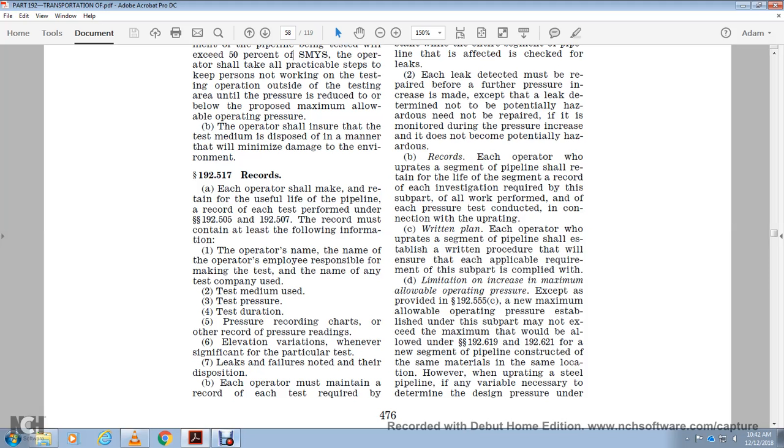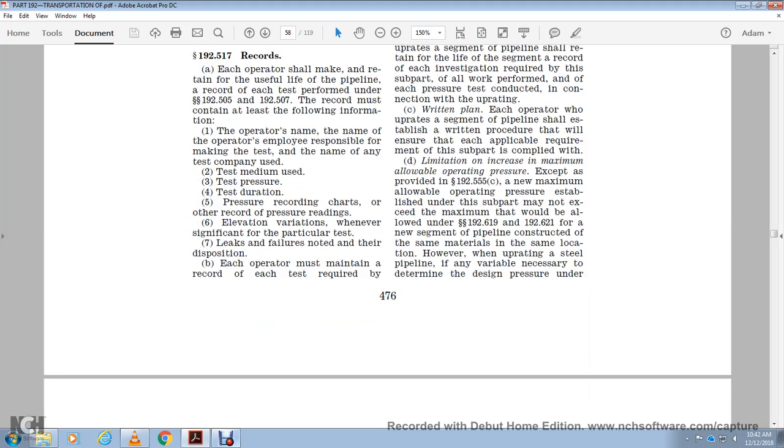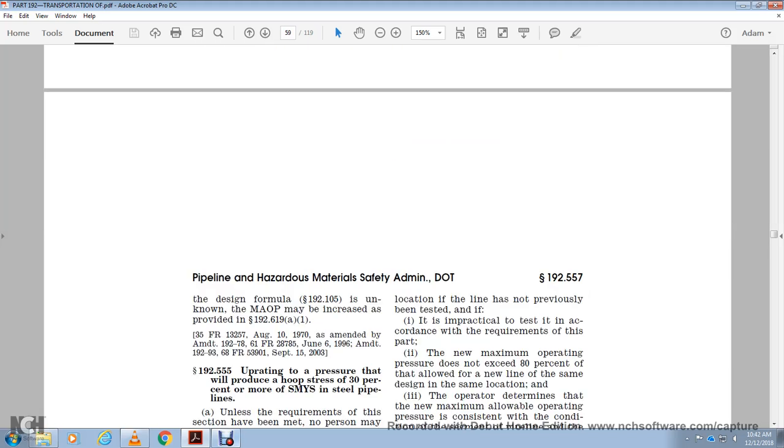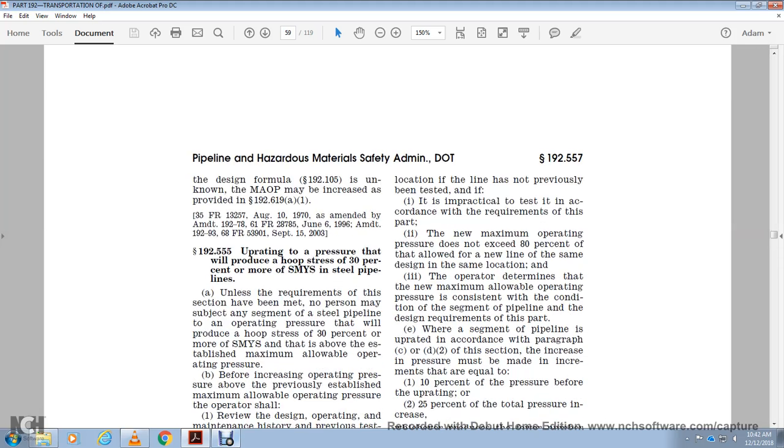The new segment of pipeline is constructed with the same material in the same location. However, when operating a steel pipe, if any variable necessary to determine the design pressure under the design formula in 192.105 is unknown, the maximum allowable operating pressure may be increased as provided in 192.619(a) and 192.555(a), operating with a pressure for the hoop stress of 30% of the specified minimum yield strength in steel pipelines.